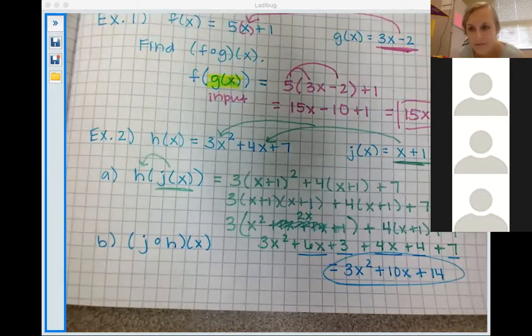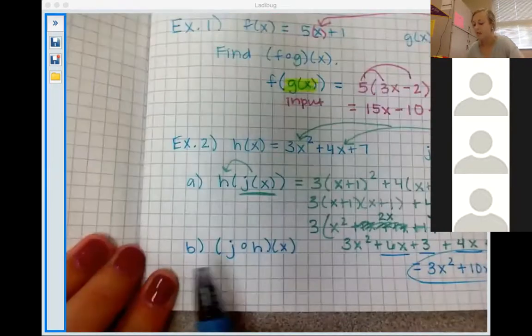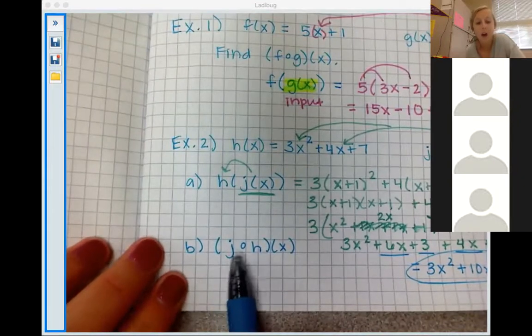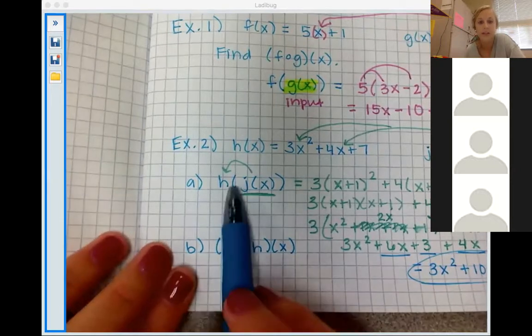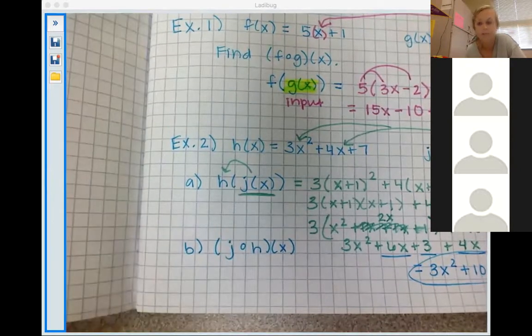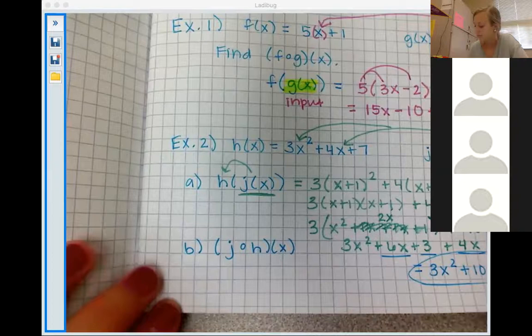Are y'all okay with that? I'm gonna keep going. Yes. Okay, cool. All right, we're gonna keep rolling. For B, this is j of h of x. So how can we rewrite this in this form? What would I write? Okay, thank you.